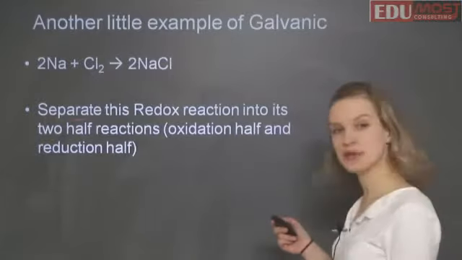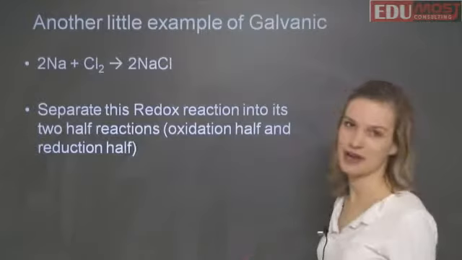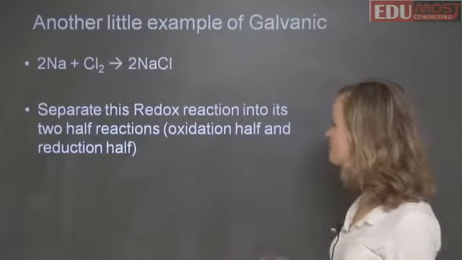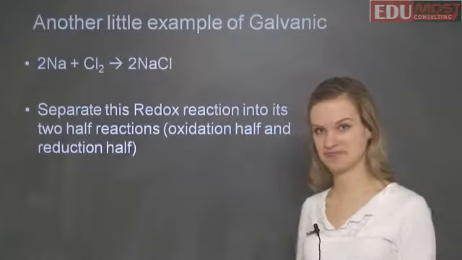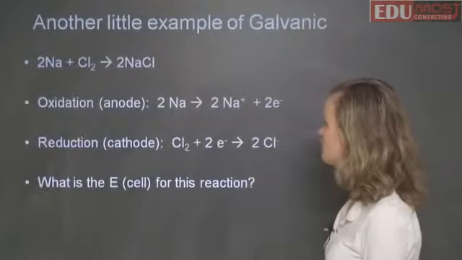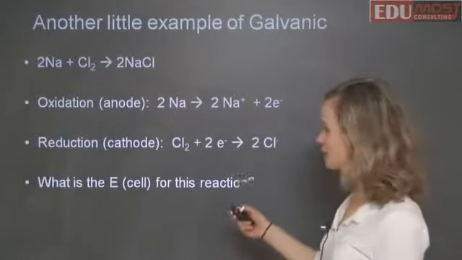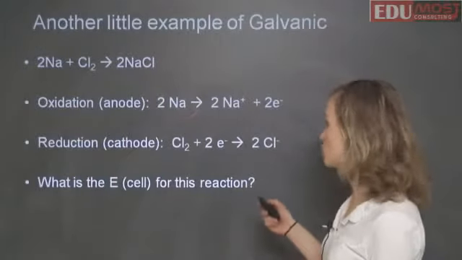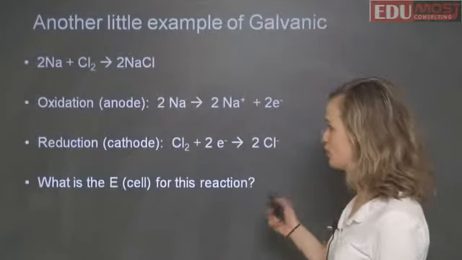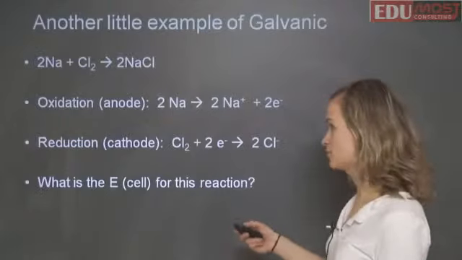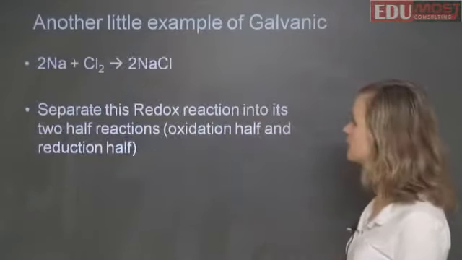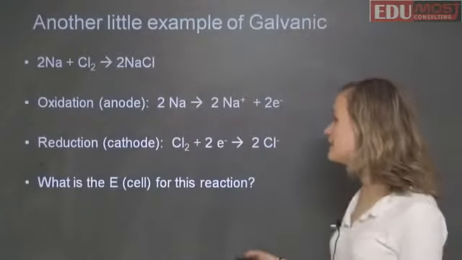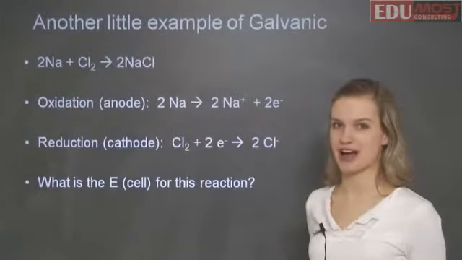So I asked you to separate this reaction into its half reactions, the oxidation and reduction half, and to tell me what is the total EMF of the cell, okay? The potential of the cell. So the oxidation half, which is happening at the anode, we have sodium losing electrons, right? And the reduction half, which is happening at the cathode, is we have chlorine gaining electrons and becoming negative. Oops. And what is the total E for this reaction?